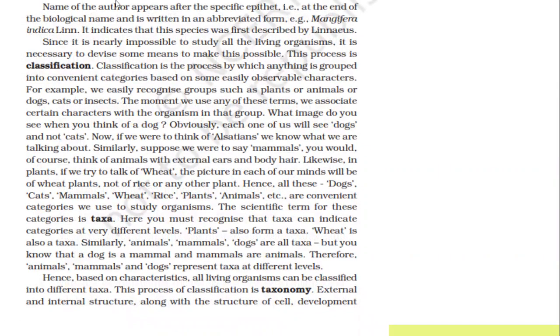Okay, classification. The name of the author appears after the specific epithet at the end, for example, Mangifera indica Linn. It indicates that a species was first described by Carl Linnaeus. Classification. Define classification. One more question. Classification is the process by which anything is grouped into convenient categories based on some easily observable characters. Okay. Based on some easily observable characters.